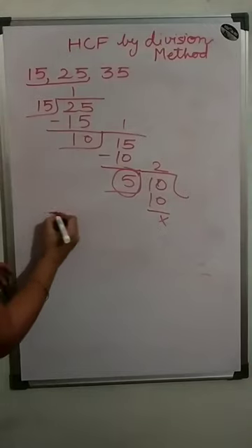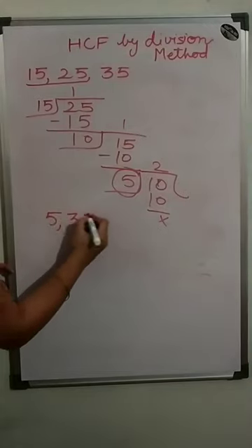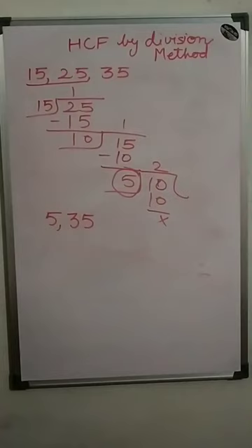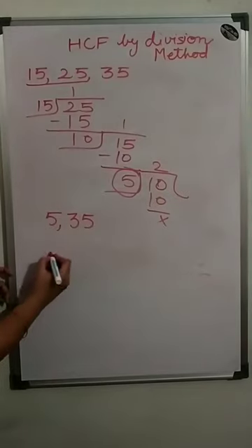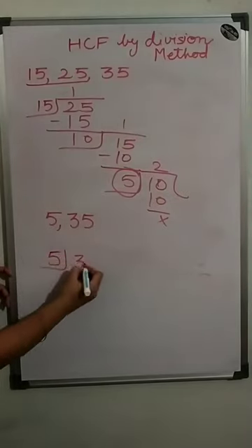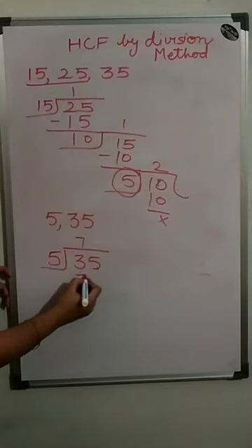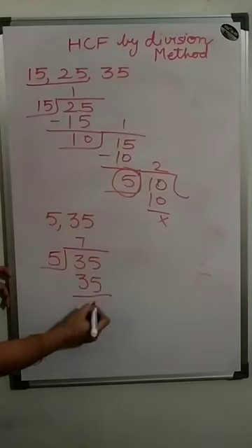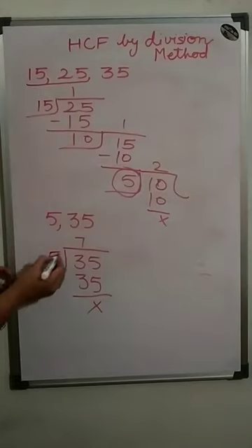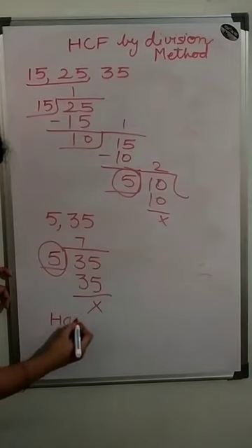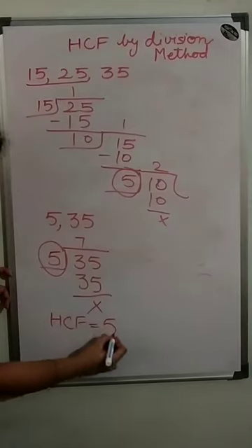Now use these numbers, 5 and 35. Now find out the HCF of these numbers. Write the smaller number here and the bigger one there. 5 sevens are 35. So it is completely divisible here. It means 5 is the HCF of these numbers. So HCF is equal to 5.